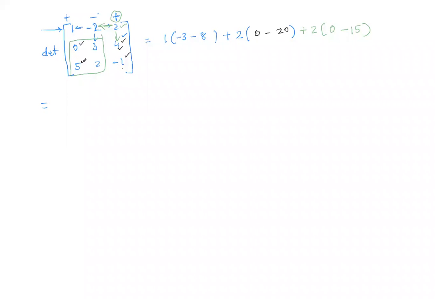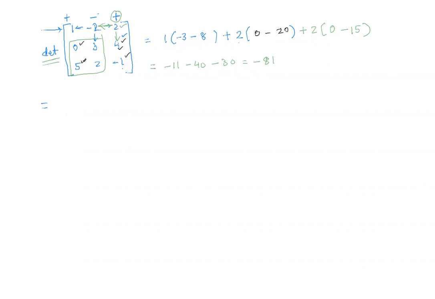So that becomes 1 times -3 minus 8 is -11, plus 2 times -20 is -40, plus 2 times -15 is -30. So -40, -30 is -70, minus 11 is -81. So the determinant of this is -81.